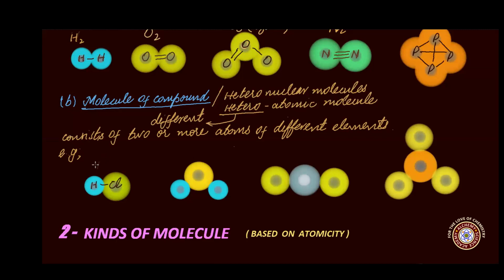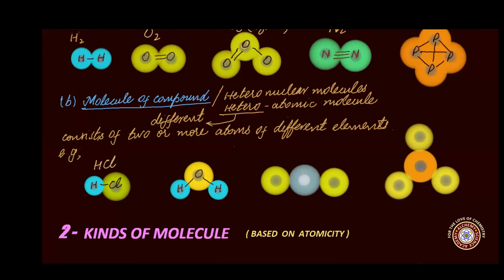In this molecule, hydrogen is singly bonded to chlorine. Since nuclei of both the bonded atoms are different, therefore it is an example of heteronuclear diatomic molecule. This is the water molecule. It is another example of a heteronuclear molecule which is triatomic.